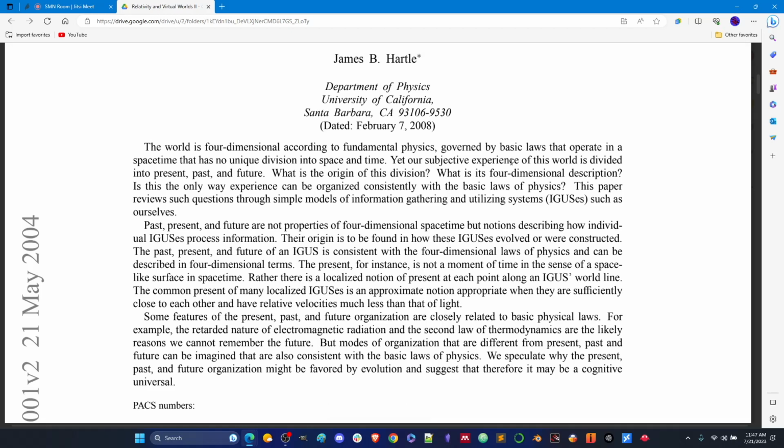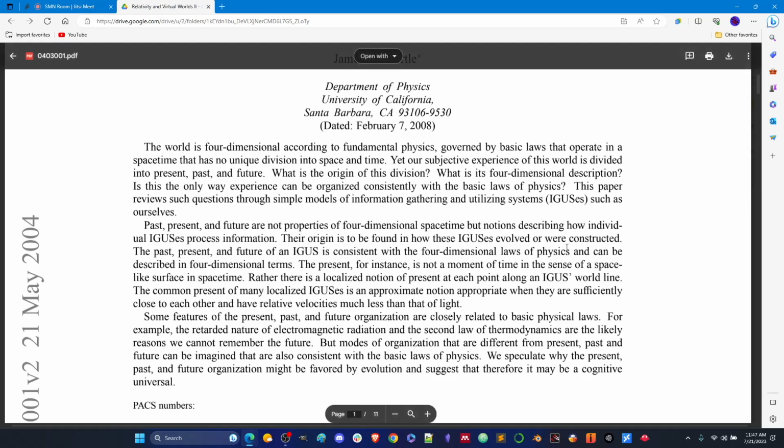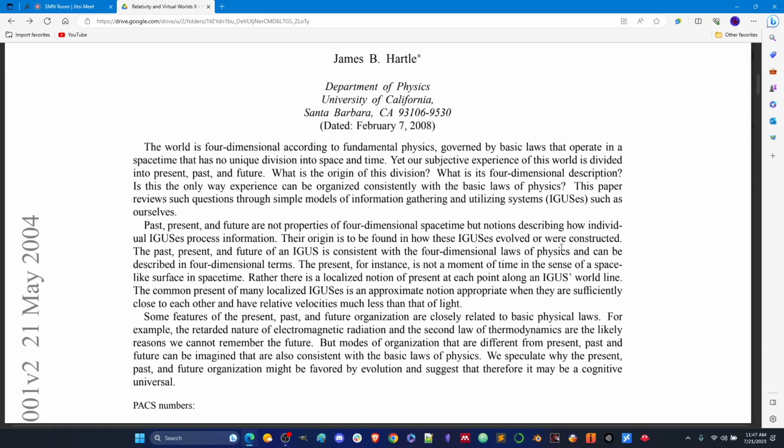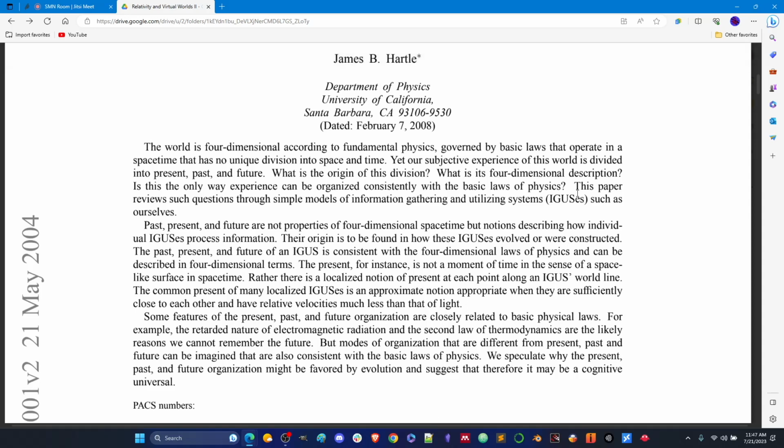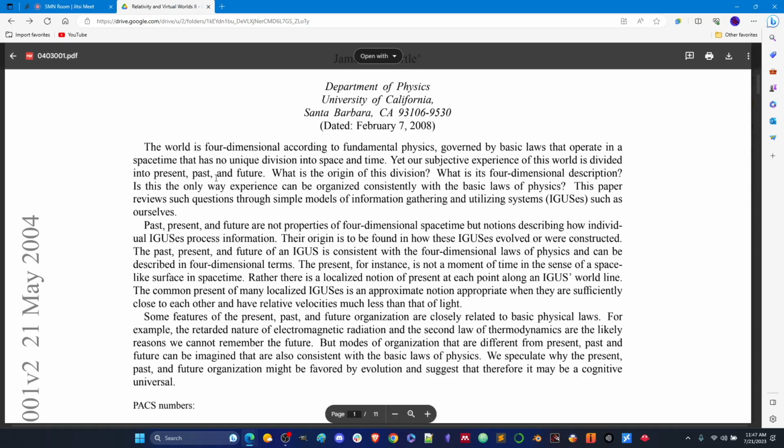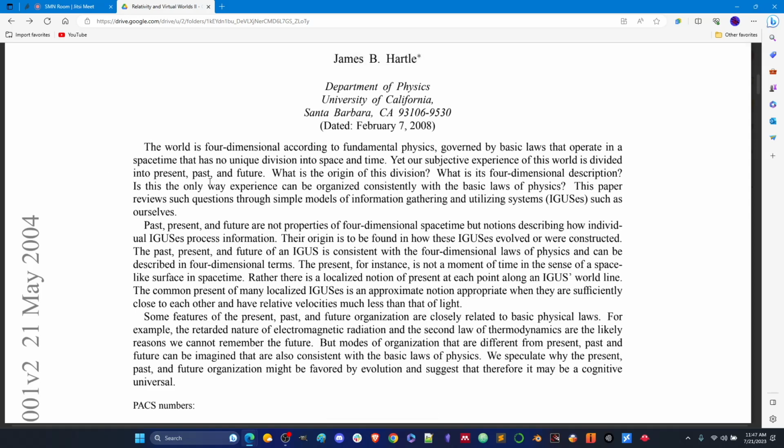So there's this idea in physics of the space-time where everything is located, all your fundamental forces and things like that are embedded in this space. But our subjective experience, when we go into an environment and interact with it, we have this model of the present, but then also the past and the future. And so what is the origin of this division? What is its four-dimensional description? Could you describe the present, past, and future in a four-dimensional way?